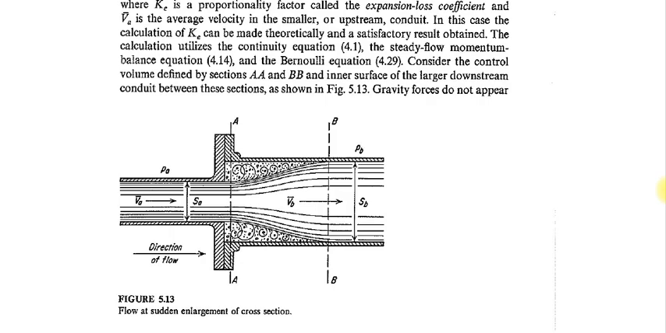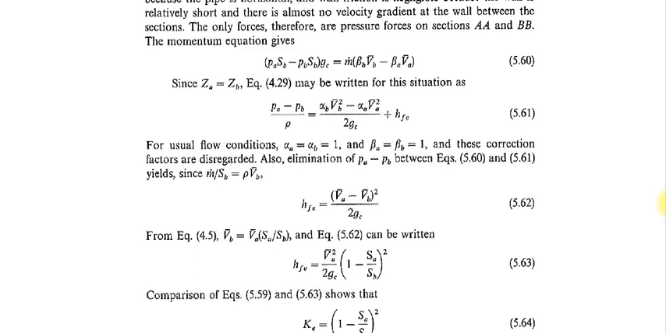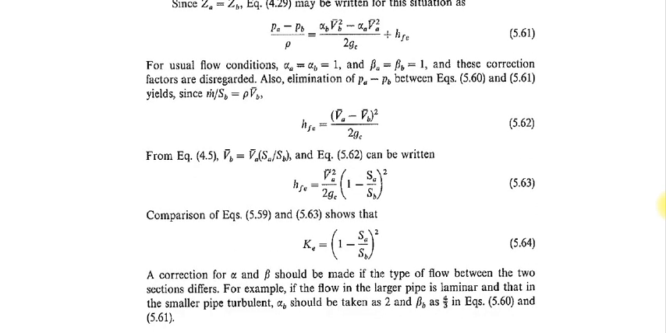This energy loss can be calculated by this formula. This is the energy loss or friction loss, that is equal to Ke V square by 2Gc, where Ke is called the expansion loss coefficient. So how to calculate the Ke? This is a small derivation to calculate the Ke. You can check this derivation. I am only giving you the final answer. The final answer is Ke equal to (1 minus Sa by Sb) square.